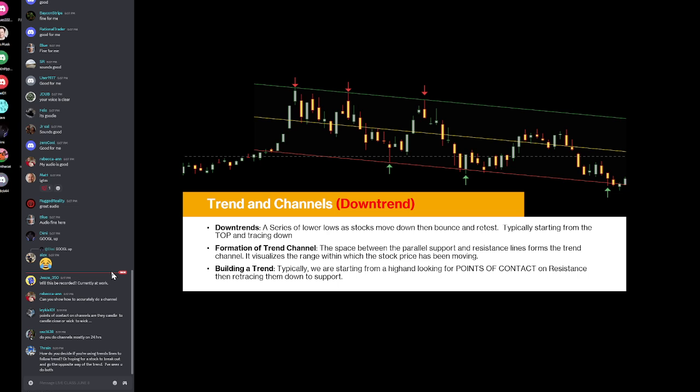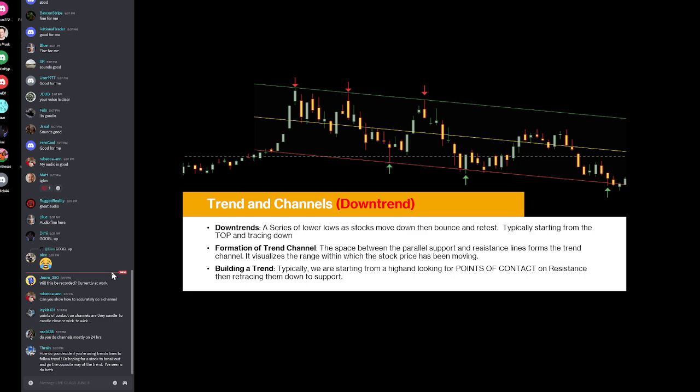How do you decide if you're using trend lines to follow trend or hoping for a stock to break out or go the opposite way of trend? Okay, so you're saying there's going to be signs, right? If I'm hoping for a stock to break out or move outside of the channels, I appreciate that question, because channels are meant to be broken, folks.